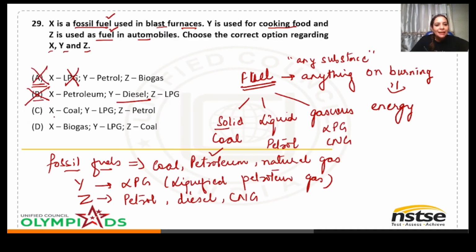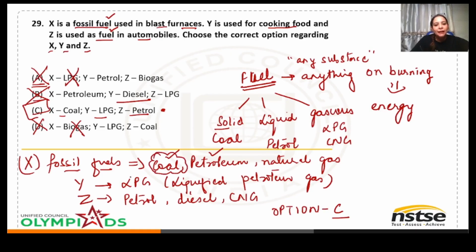Option C says X as coal, and we know coal is one of the fossil fuels. Okay. Y as LPG, correct. We can use it for making food. Z as petrol. Yes, petrol is used in automobiles. So this could be the right one. So let's look at the D option as well. X as biogas. Again, no, it's not a fossil fuel. So the correct answer, I hope you will find it easily, is option C. That is, X is identified as coal, Y is identified as LPG, and Z is identified as petrol. And all these other options could be right if they were present in the question or in the options.